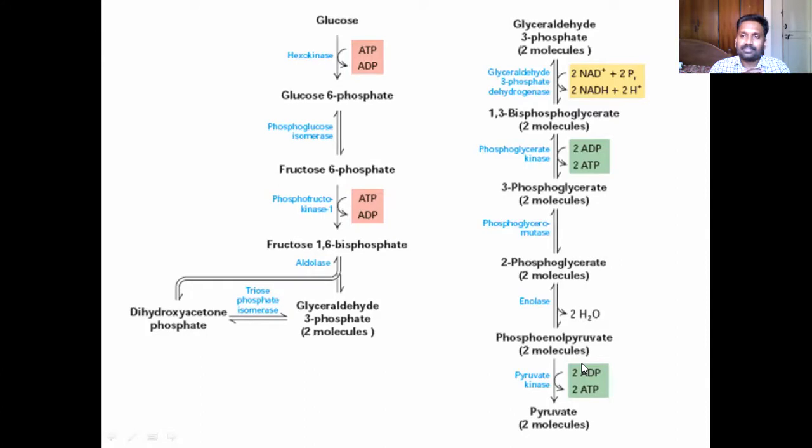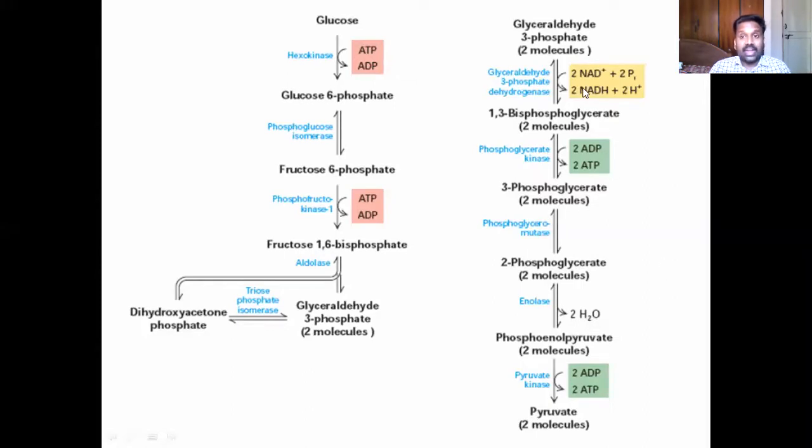8 ATPs. No. Why 8 ATPs? See how many ATPs are produced? 4. How many ATPs are used by the glycolysis? 2. So 4 minus 2, it should be 2. Is it not? Yes. So 2 ATPs is the gain, ATP gain.